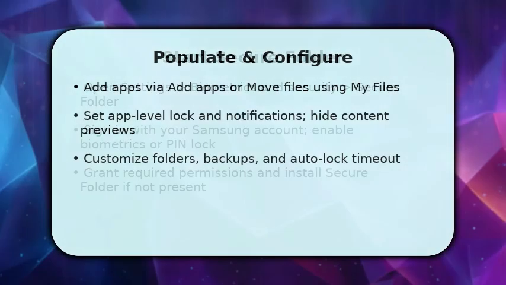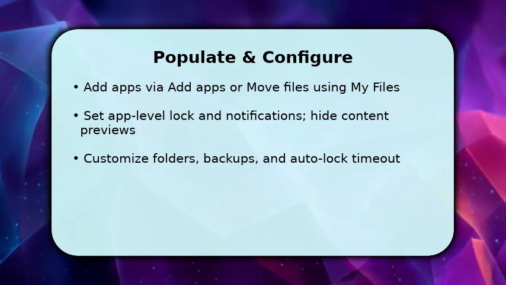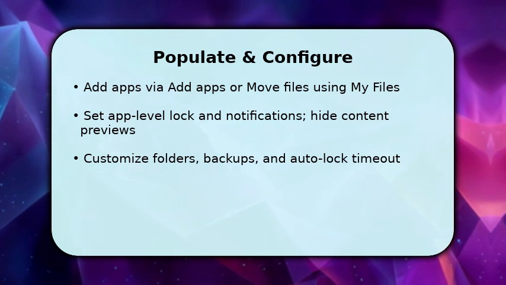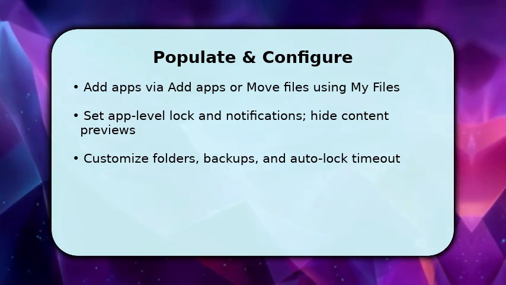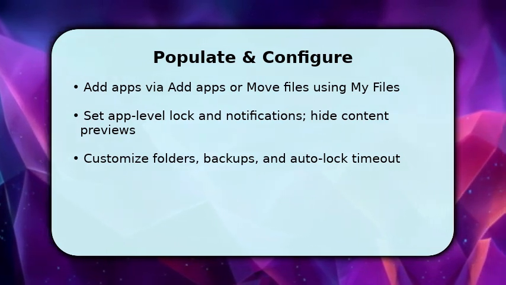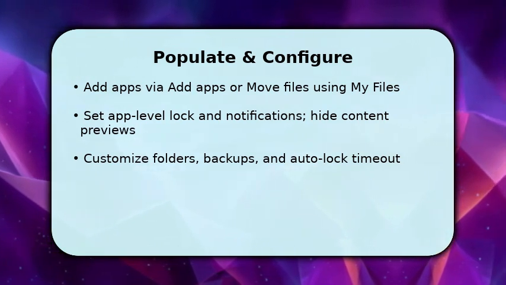Once Secure folder exists, add apps and files. Tap Add apps to install or import shortcuts, or move files with My Files for encrypted storage. You can set app-level locks inside Secure folder to require reauthentication for specific apps. This reduces risk if someone reaches your device.